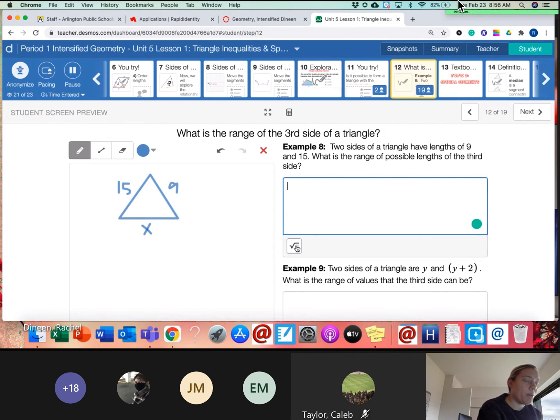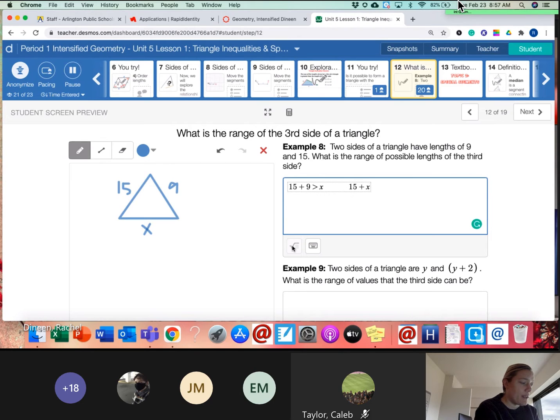So remember, based off of what we just did, when we add up 2 sides of a triangle, they always have to be greater than the third side. So that's my first scenario. Actually, let me do the math type because it's a little bit easier. So 15 plus 9 is greater than x.